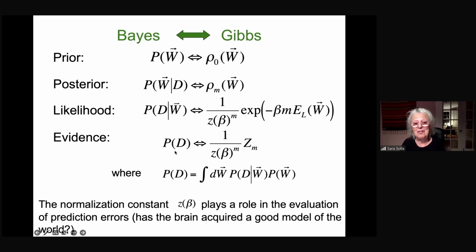I can compute the evidence P of D. And this is essentially what I get. P of D is of course the P of D given W times the P of W integrated over W. And the evidence is essentially the partition function, except for this additional normalization constant. So this normalization constant, C of beta or scaling factor, plays a very important role in the next step.